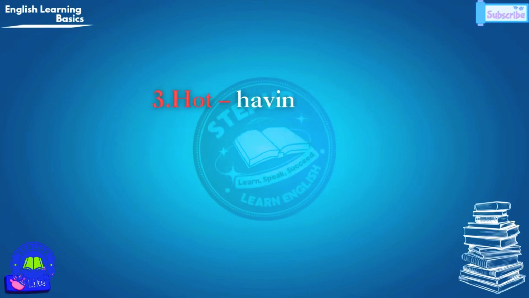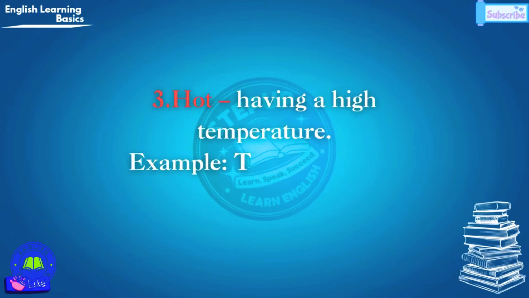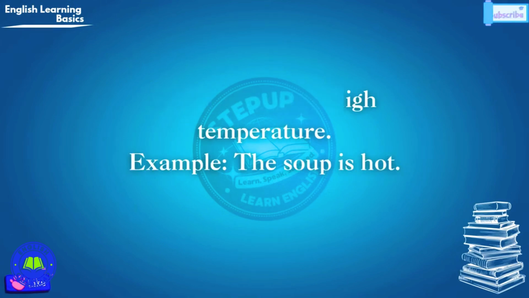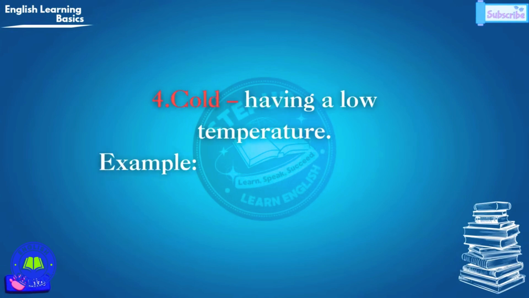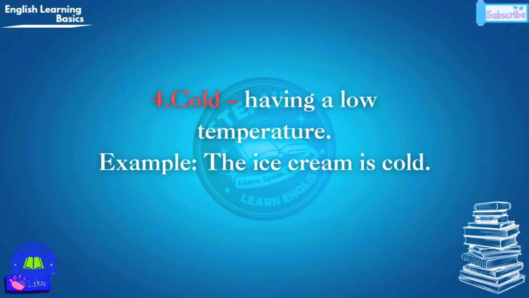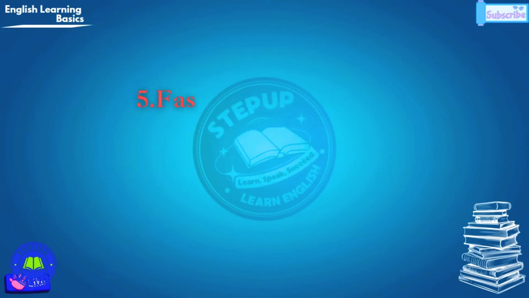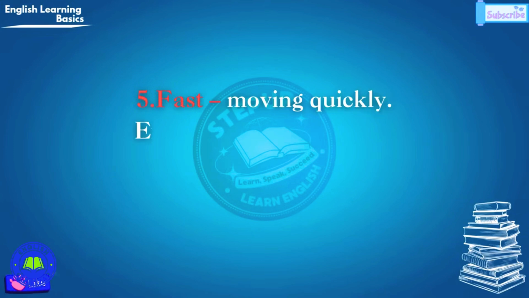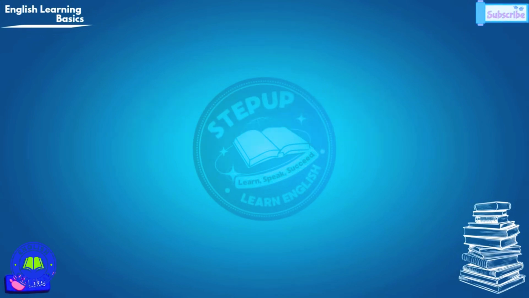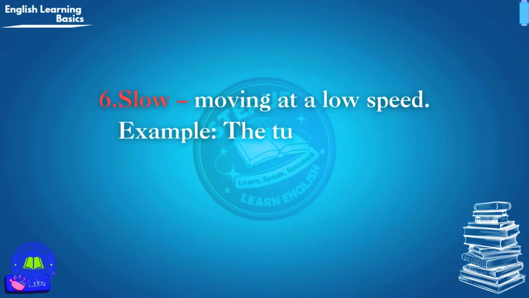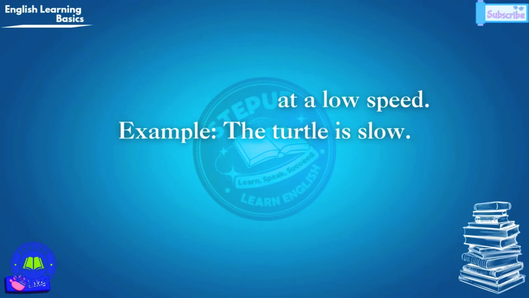3. Hot, having a high temperature. Example: the soup is hot. 4. Cold, having a low temperature. Example: the ice cream is cold. 5. Fast, moving quickly. Example: the car is fast. 6. Slow, moving at a low speed. Example: the turtle is slow.